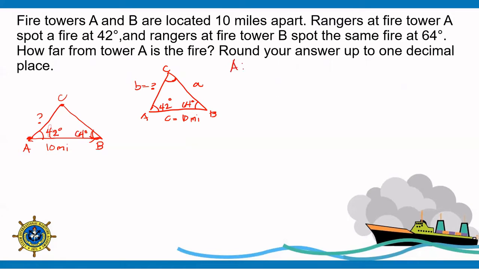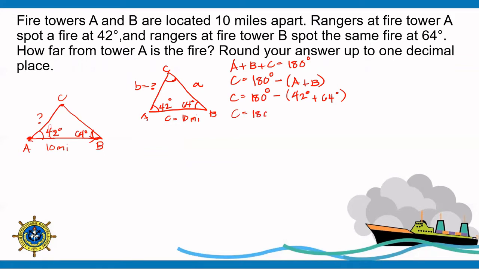So we know kasi that A plus B plus C will just be equal to 180 degrees. So therefore, ang C natin is equal to 180 degrees minus the sum of angles A and B. Okay, so this is now 180 minus ang A po natin is 42 degrees plus yung B natin which is 64 degrees. So therefore, this is 180 degrees minus 106. So the value for C now is equal to 74 degrees. So ang C natin ay 74.